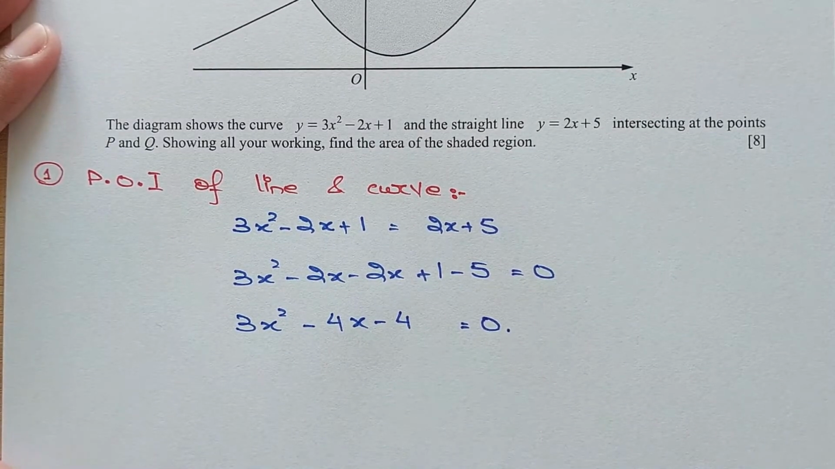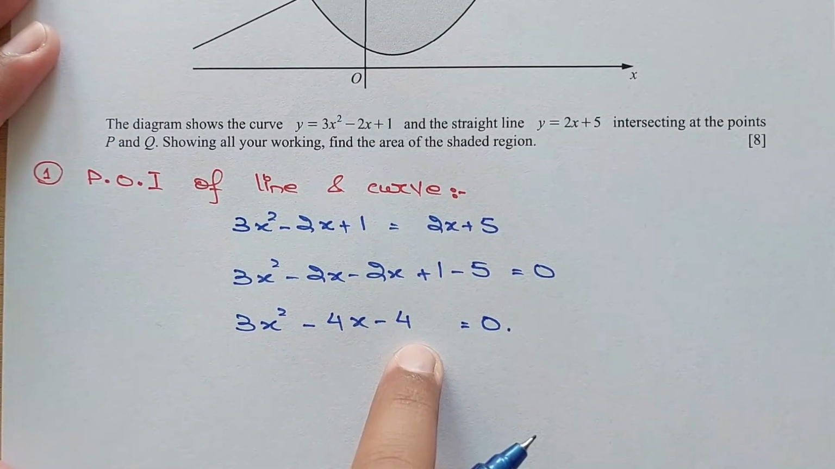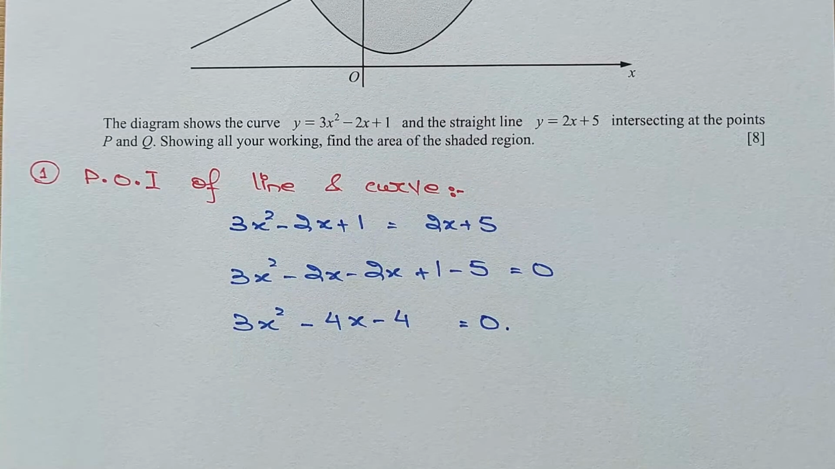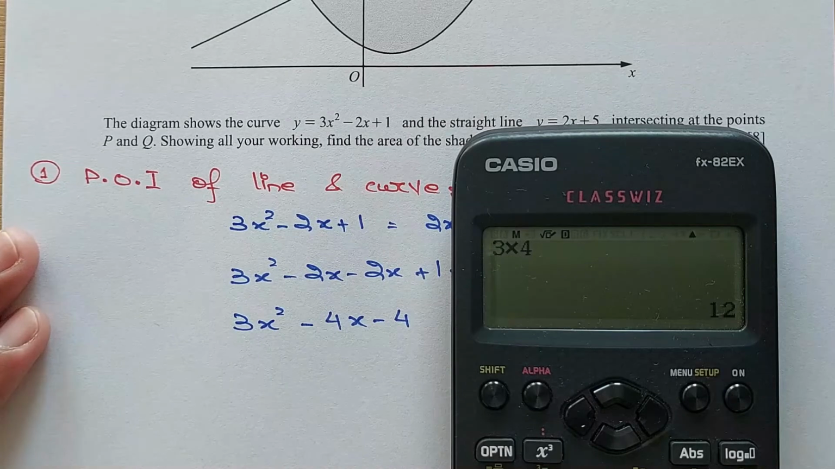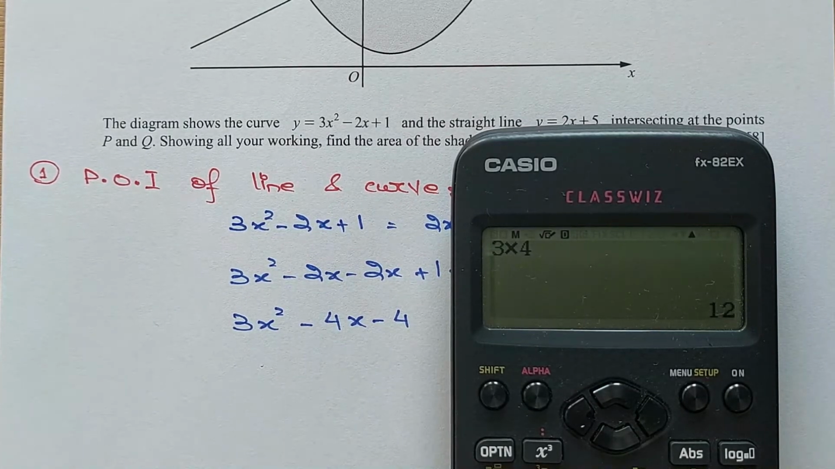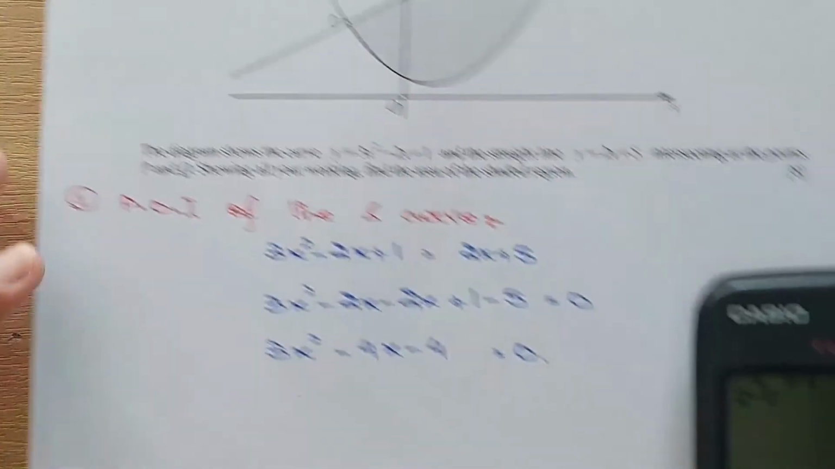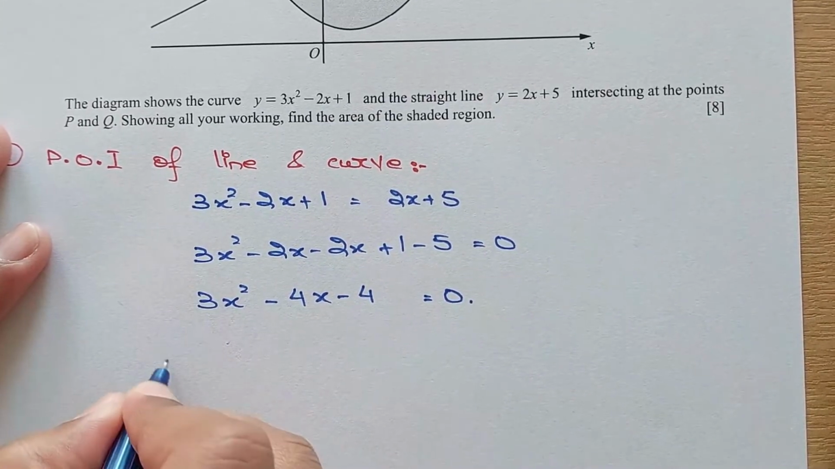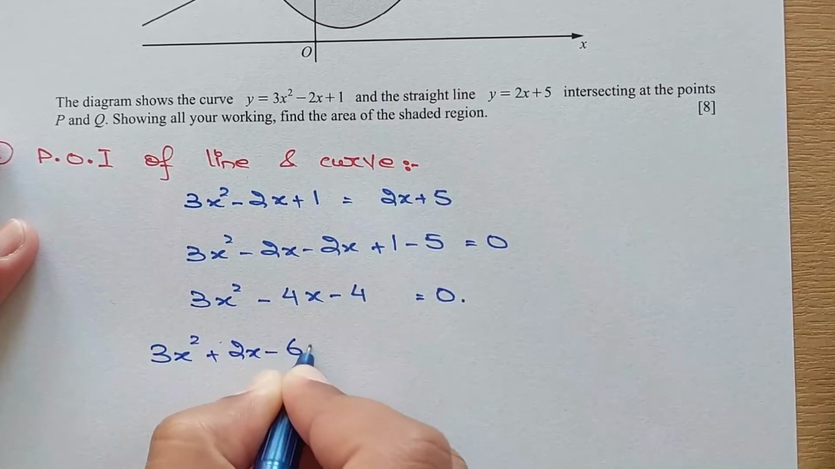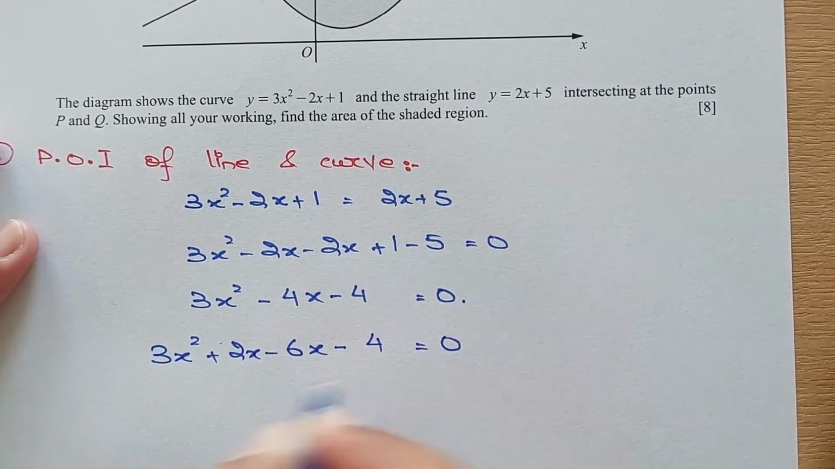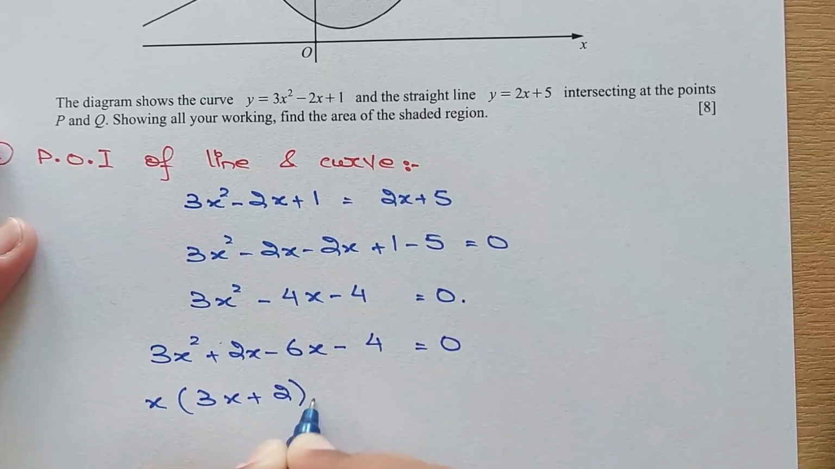Now let me find the factors. 3 times 4 is 12, and we want minus 4. So 2 times 6 is 12, and 2 minus 6 is minus 4. Right, so 2 and minus 6. Let's break the middle term. 3x square plus 2x minus 6x minus 4 equals to 0. x is common. So 3x plus 2 is left, minus 3.